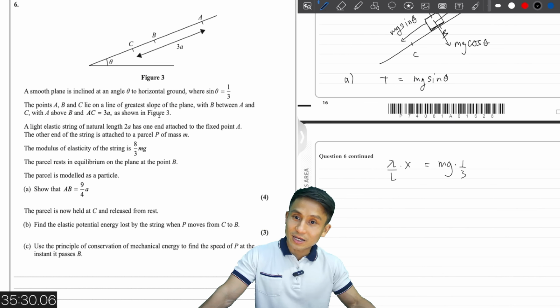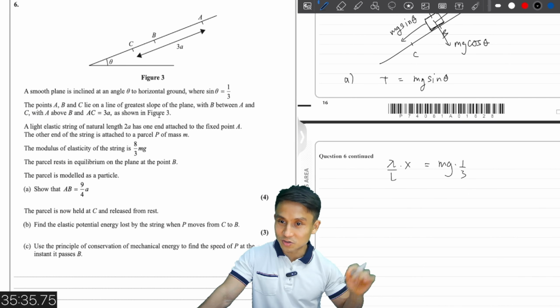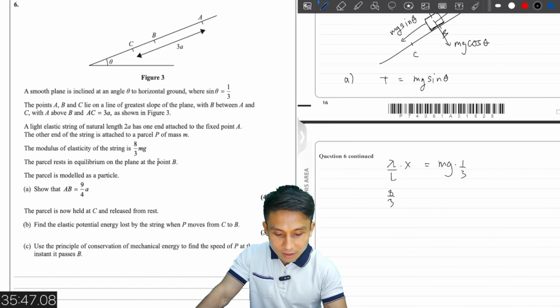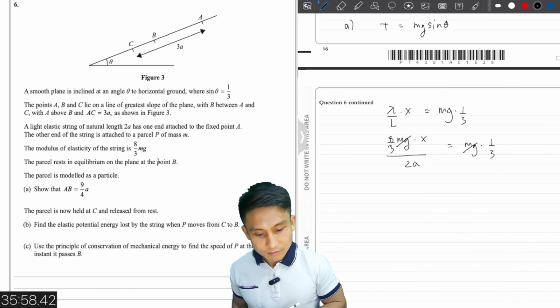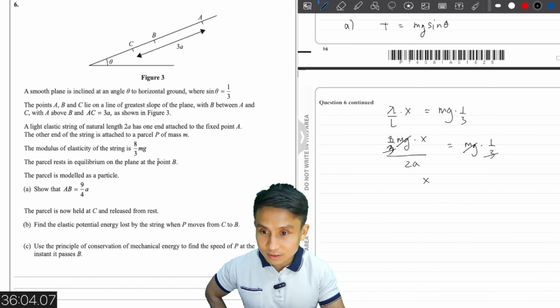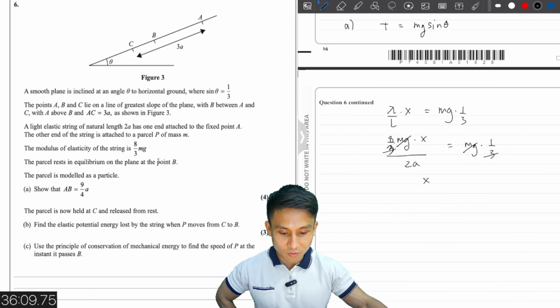So if we find X here, we can add that to 2A and we get AB, because this is extension additionally to the natural length, right? Lambda was given to be 8 over 3 mg, and L is the natural length. So 8 over 3 mg times X divided by the natural length 2A equals mg times 1/3. Just solving that, guys. The 3 here and the 3 here should also cancel. So we have X. That's not right. It's not giving me 9 over 4A somehow.